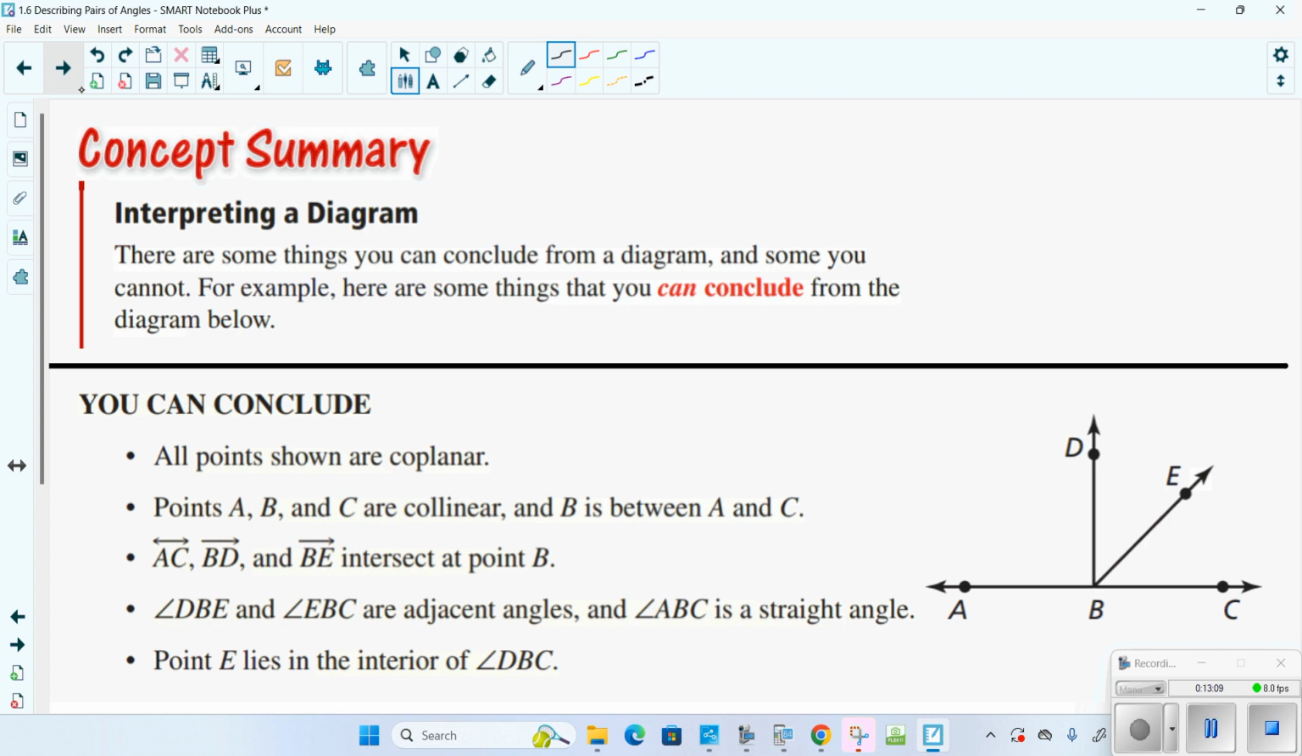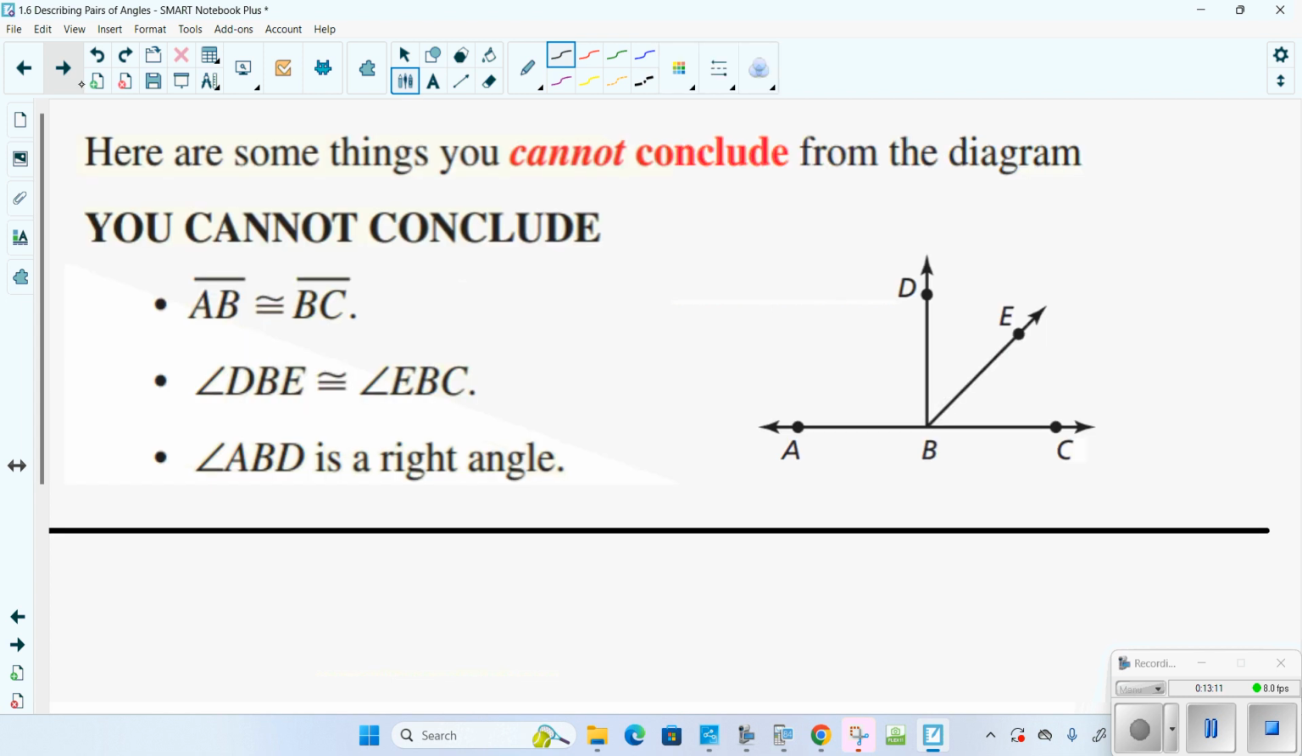However, these are the things that you cannot assume. You can't say, well, it looks like AB is congruent to BC. Can't conclude that. Can't say that for sure. It looks like DBE is congruent to EBC. Can't say that. Don't know that for sure. It looks like ABD might be a right angle. Can't conclude that. So you cannot assume anything's congruent or equal, and you can't assume a right angle.